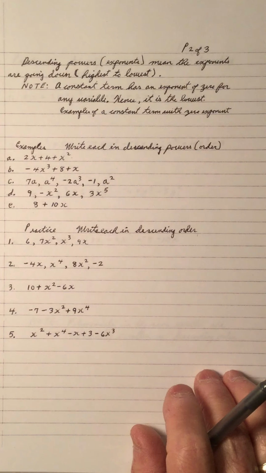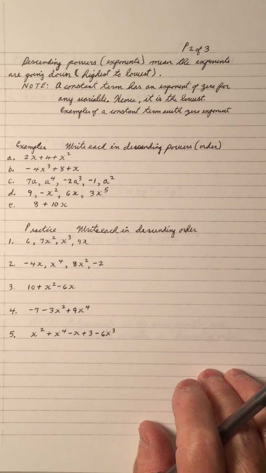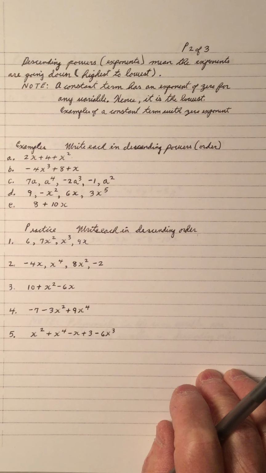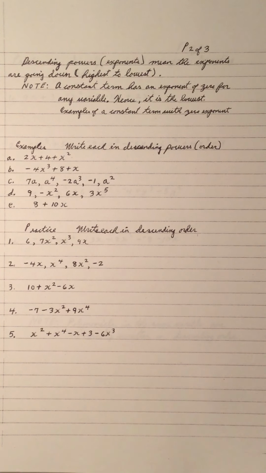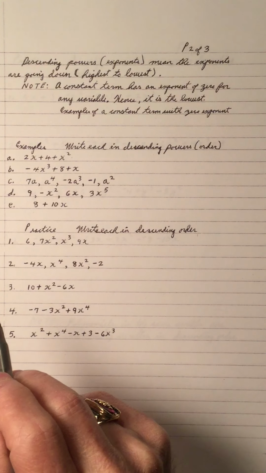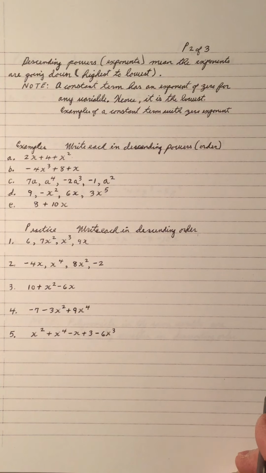Hi, welcome to my video on descending powers of a polynomial with the same variable. Descending powers, or exponents, mean the exponents are going down from highest to lowest. Ascending would be going from the lowest to the highest, but we're talking about the descending powers.